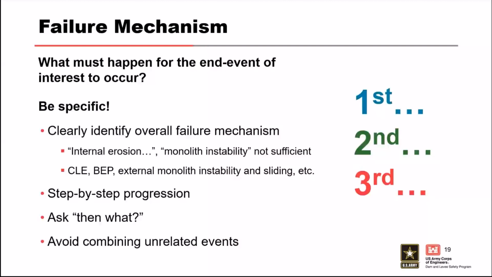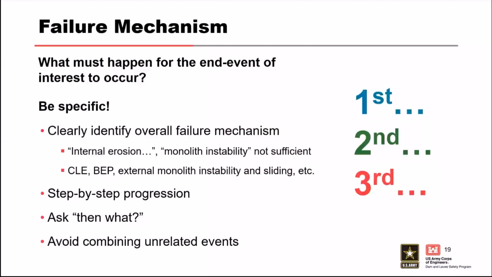The same principle applies to potential failure modes for other disciplines. Generic terms such as concrete spillway failure don't describe how the concrete spillway is truly failing. Instead, use terms such as external monolith instability and sliding, slab jacking, and spillway erosion leading to monolith overturning. Use terms like that to describe the mechanism by which the structure will fail.